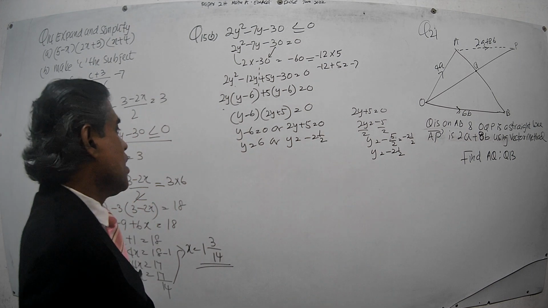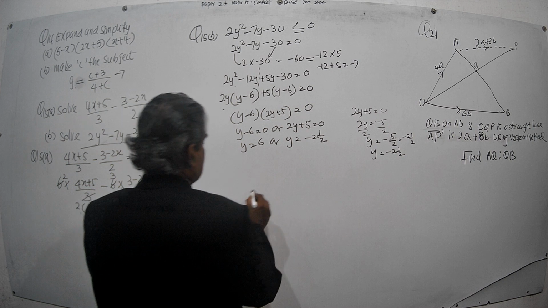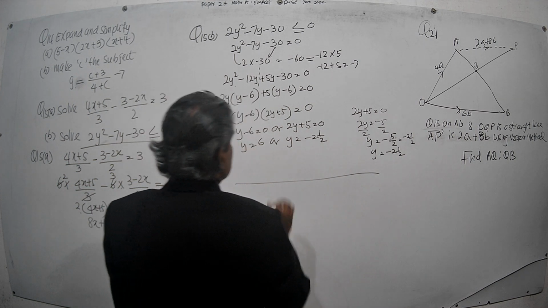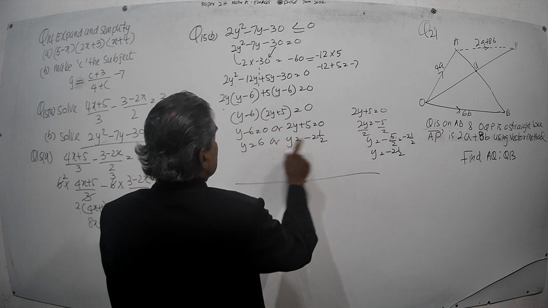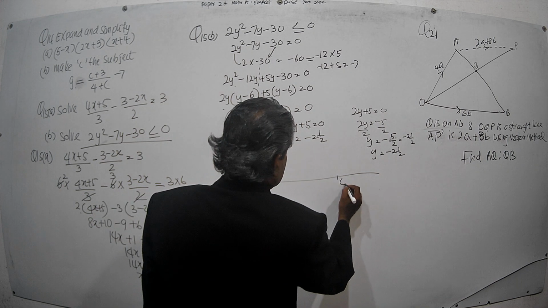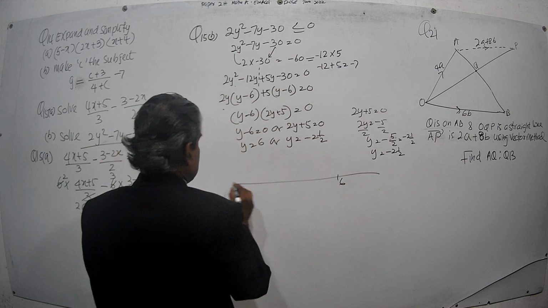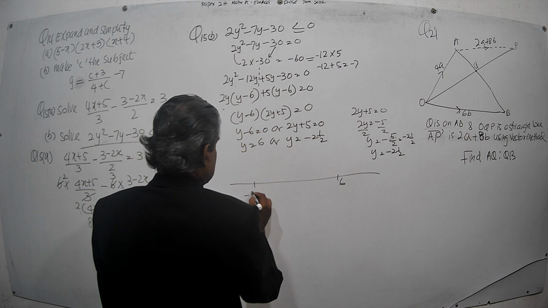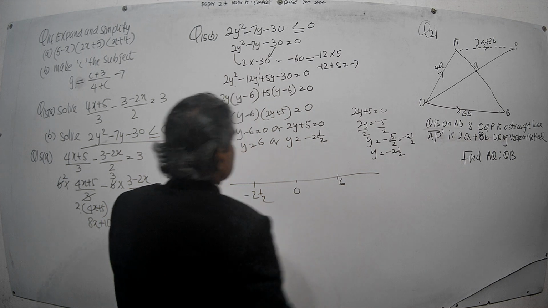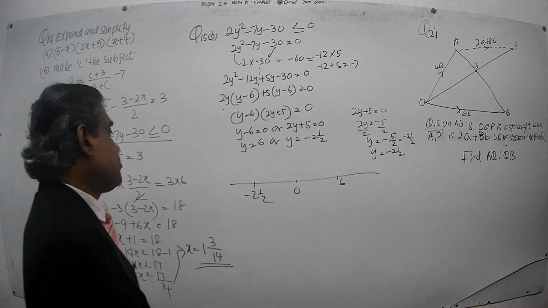Right. Now you draw a number line. This is how you solve inequalities. Then you mark these two values here. This is 6 here. Then this negative value must be somewhere here, minus 2 and a half. Then somewhere here must be 0. Okay, this is a number line.